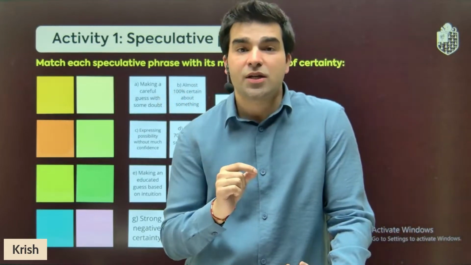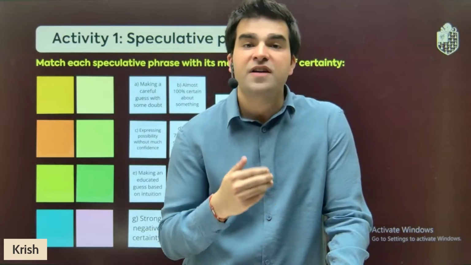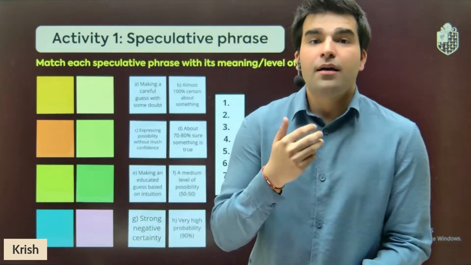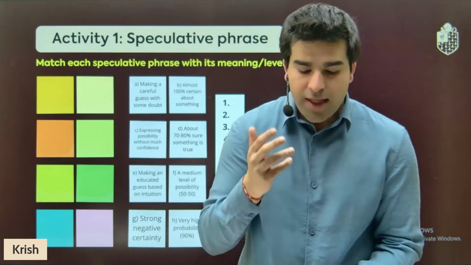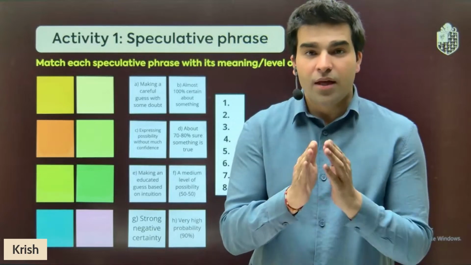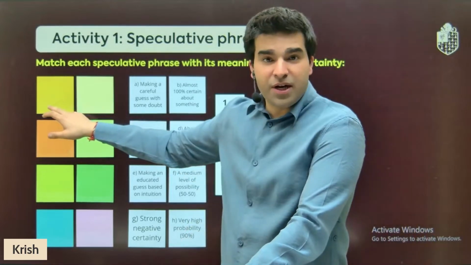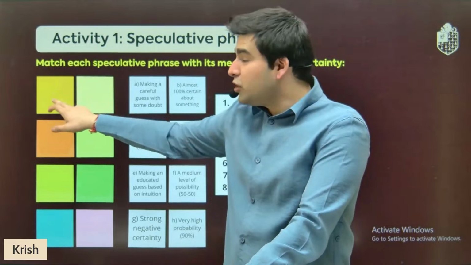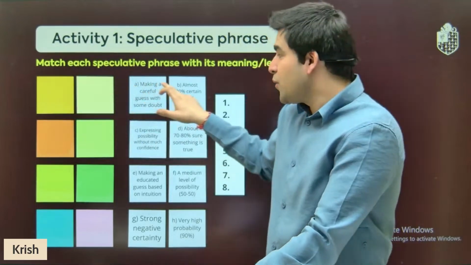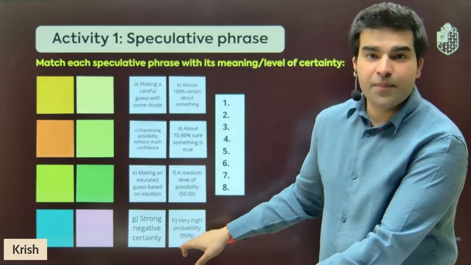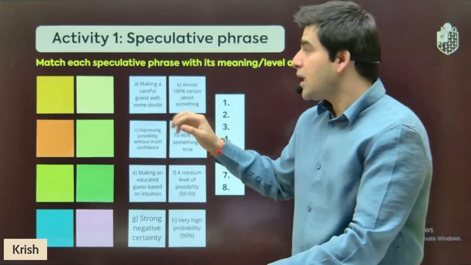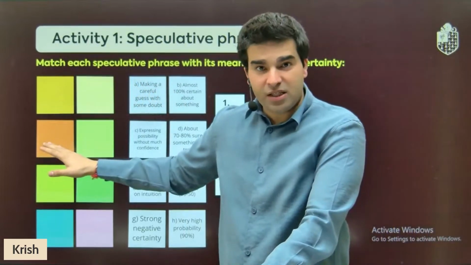These expressions show level of certainty. The first game is I will show you the expression. You have to look at the expression and match it with its meaning on the right-hand side. I repeat, I will show you the expression on the left-hand side.